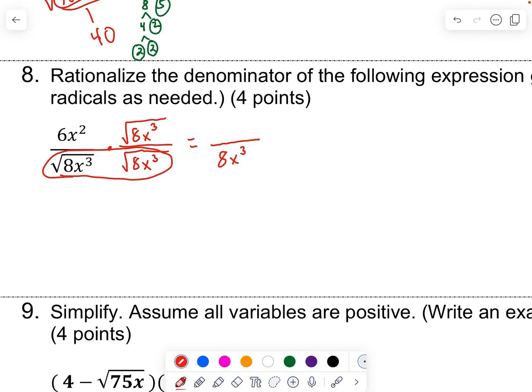And in the numerator, I have a 6x squared already outside the square root, and then inside the square root, you could do a factor tree on the 8 if you wanted. 4 and 2, that's 2 and 2. 8 is 2 times 2 times 2. So I'll write 2 times 2 times 2, and I got 3 x's. Let's circle our pairs.